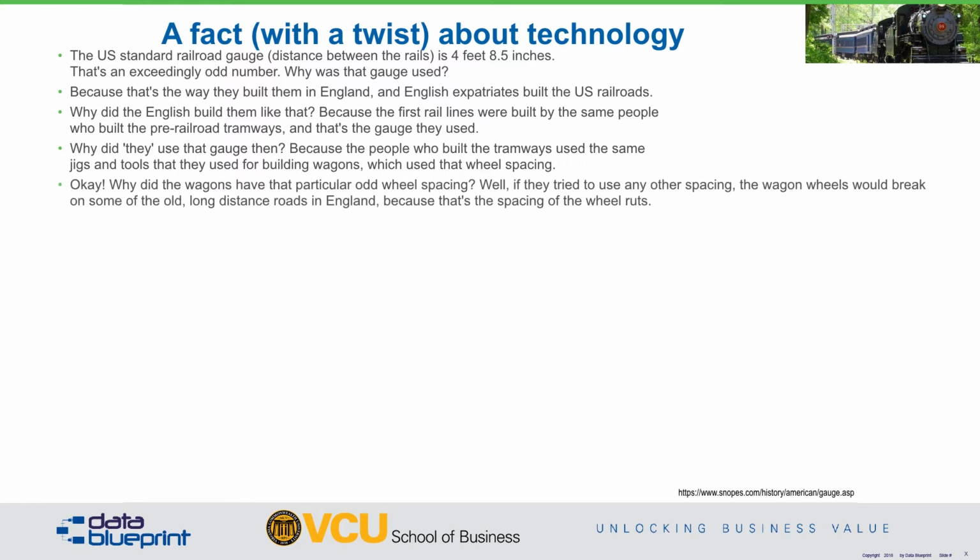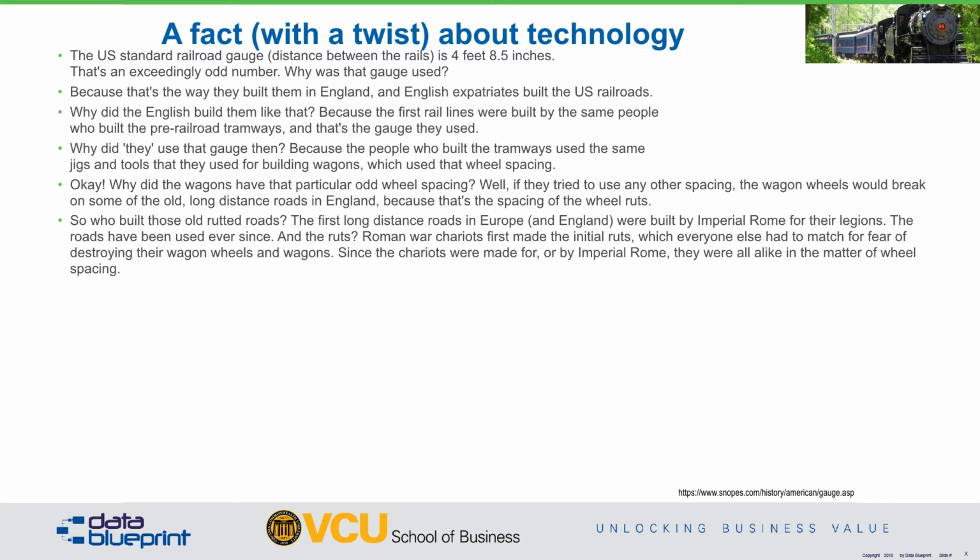Why did the wagons have that wheel spacing? Well, they tried to use other wheel spacing, but the wagon wheels would break because the long-distance roads in England were the same spacing, 4 feet, 8.5 inches. So who built all those old rutted roads? Well, turns out that was the Romans, way back in the old days.